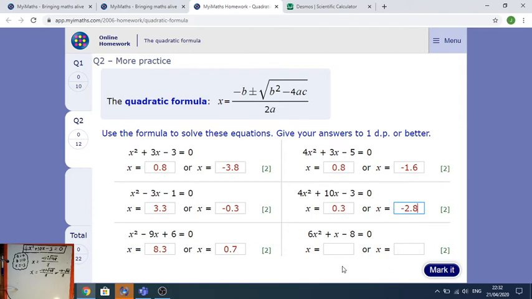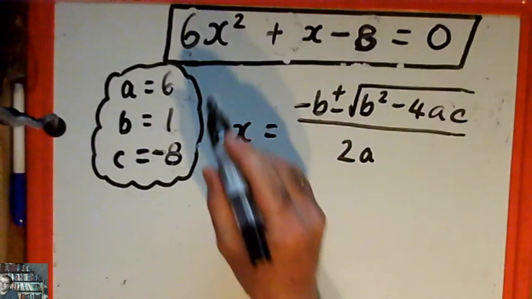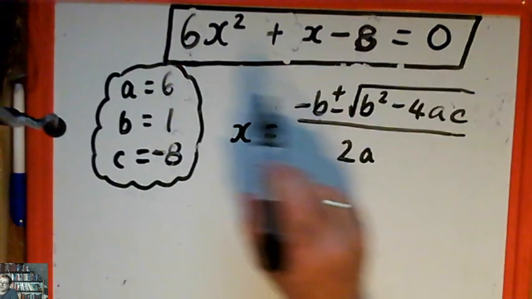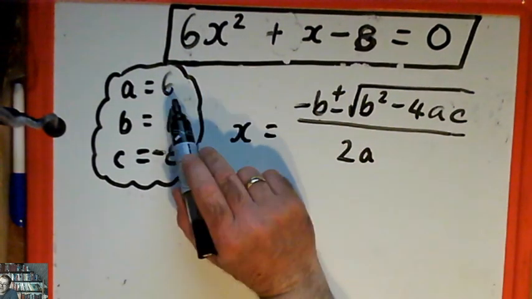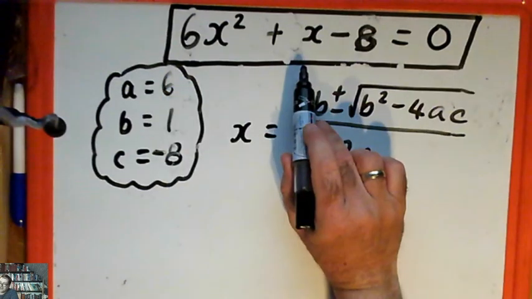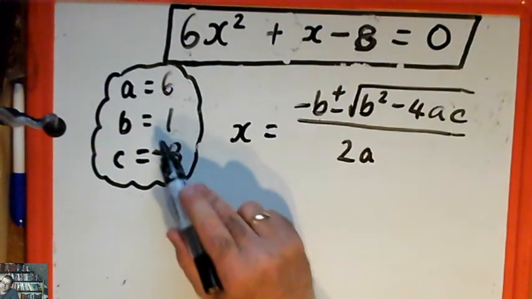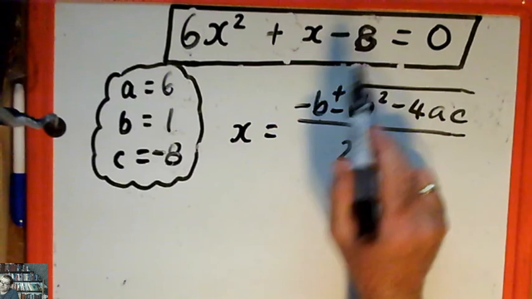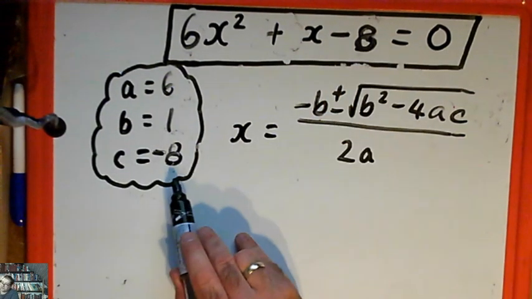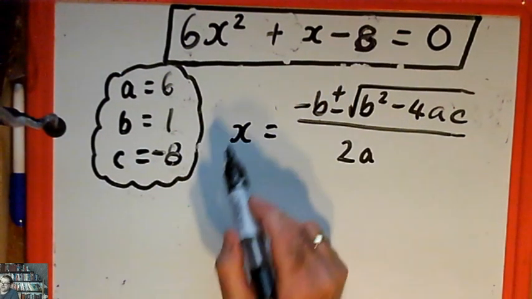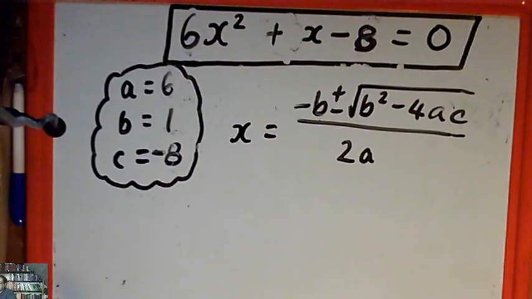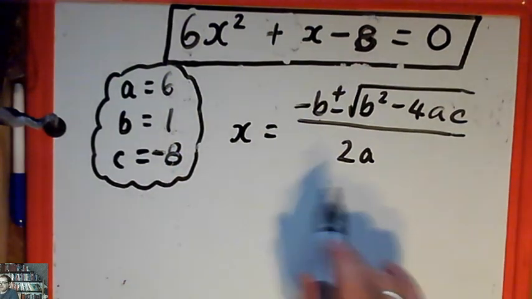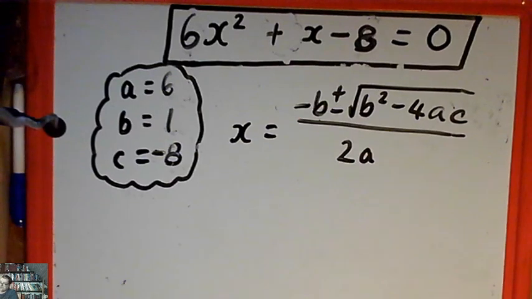6x squared plus x minus 8 equals 0. So over to my board for that one. So I've written that equation out. We've got 6x squared, so a equals 6. We've got x on its own, which is just like having 1x, so b equals 1. And we've got minus 8 on the end, so c equals minus 8. So I'm going to take those values of a, b and c and stick them into the formula x equals minus b plus or minus square root b squared minus 4ac all over 2a.